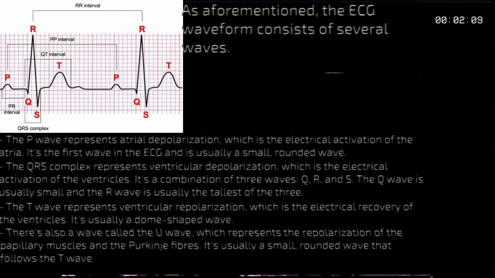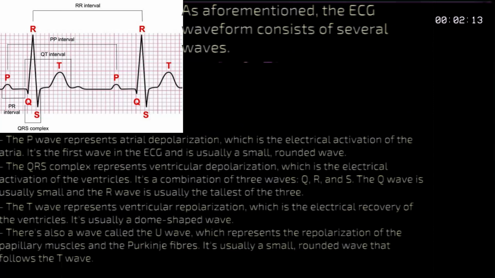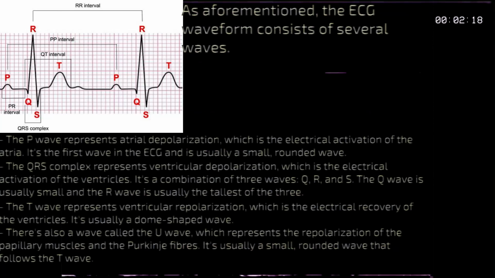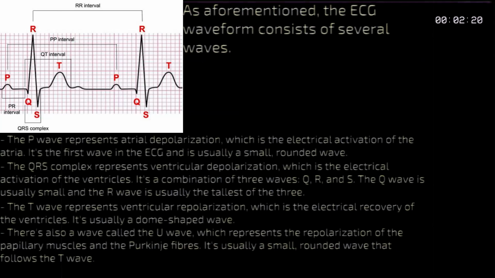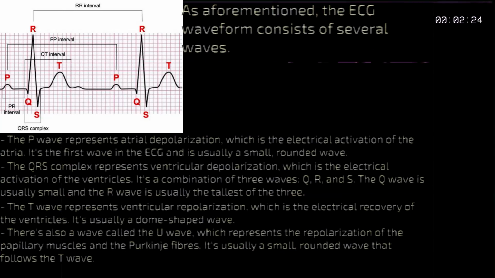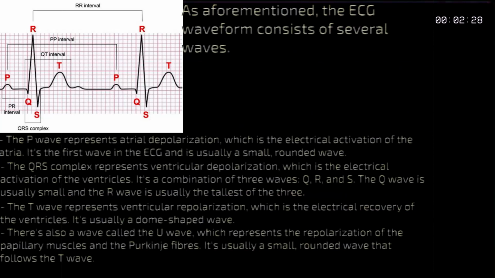The T wave represents ventricular repolarization, which is the electrical recovery of the ventricles. It's usually a dome-shaped wave. There's also a wave called the U wave, which represents the repolarization of the papillary muscles and the Purkinje fibers. It's usually a small, rounded wave that follows the T wave.